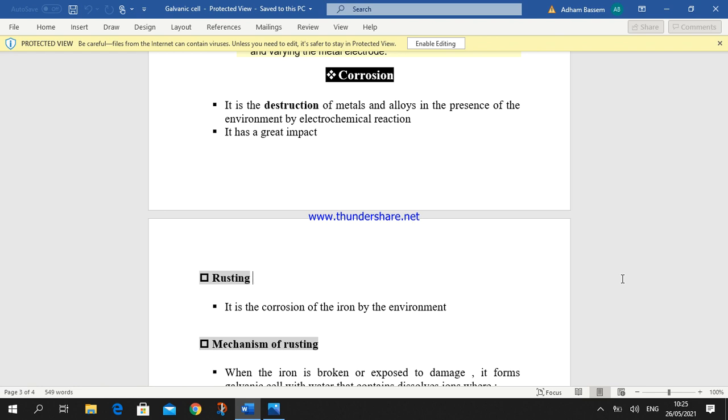If we look around us, you see some materials have been corroded. Corrosion is defined as the destruction of materials by chemical reactions with the substances found inside the environment. We have a lot of different examples of corrosion, and rusting is considered a good example. Rusting only applies to iron and alloys made of iron.